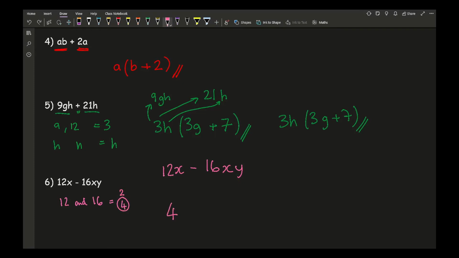Now also looking at the letters, what have both terms got in respect to letters? Well, they've both got x, so x goes along with the 4. So then I ask myself, what do I need to multiply 4x by to get 12x? Well, I've got 4 and I want 12, so I need to multiply it by 3. I've got 1x and I want 1x, so that's absolutely fine. Now here I've got 4, but I want 16, so I need to multiply it by 4. I've got 1x and I want 1x, so that's absolutely fine, but I do need this extra y. So I'll stick a y there, and there is my final answer.